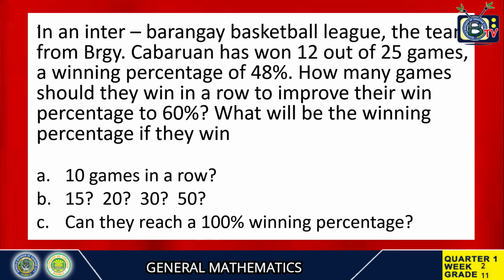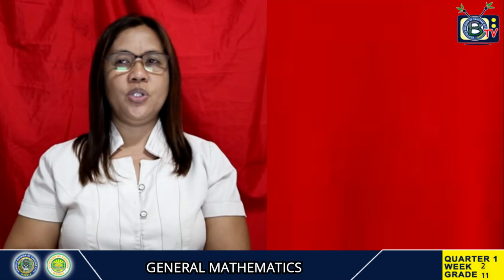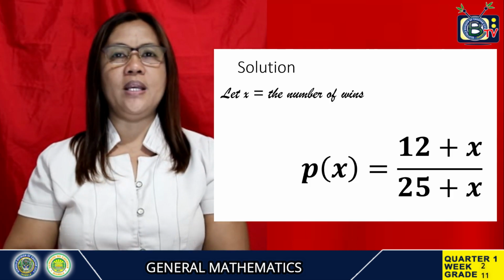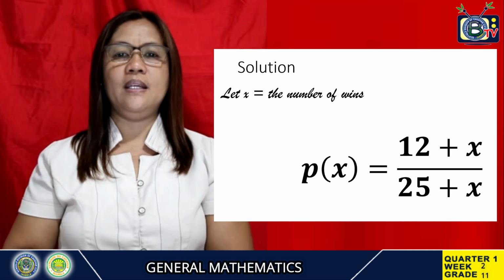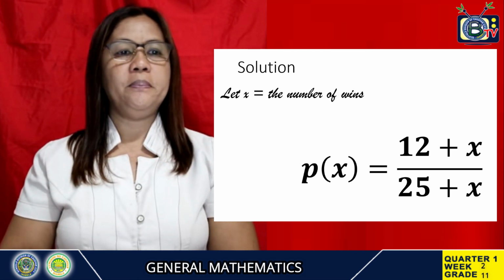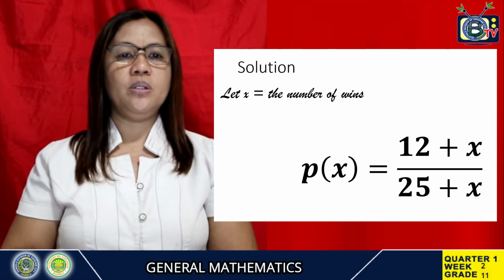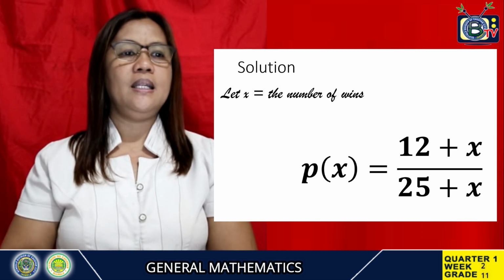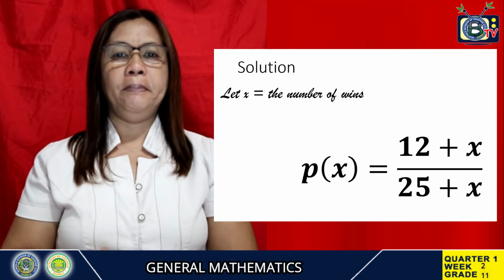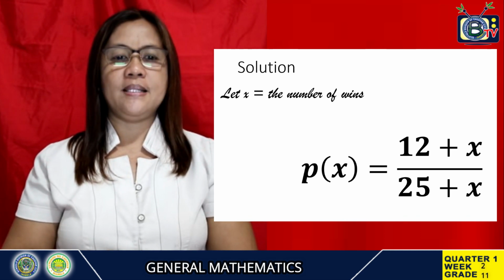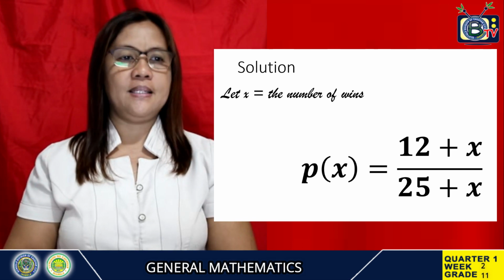Letter A, 10 games in a row. Letter B, 15 games, 20 games, 30 games, and 50 games. C, can they reach a 100% winning percentage? Solution. Let X be the number of wins the team needs to win in a row, and P, the percentage, is a function of the number of wins that the team needs. So, P of X is equal to 12 plus X over 25 plus X.